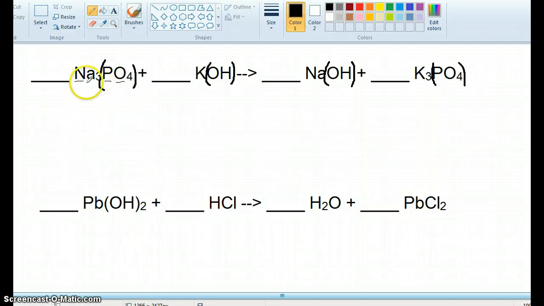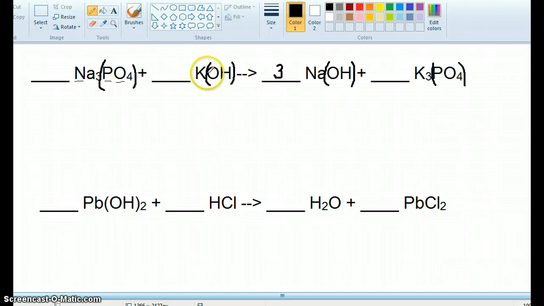And I look and I see I have 3 sodiums on the left and I have 1 on the right. Well, I know I need to add coefficients out in front over here to get them to equal. So I'm going to add a 3 here. That means I now have 3 sodiums and I have 3 hydroxides. But I started over here. So my sodiums now balance. And I've got my phosphate. I have 1 phosphate on the left and I have 1 phosphate on the right, so they're completely balanced. There's nothing I need to do to the left side of the equation just yet.